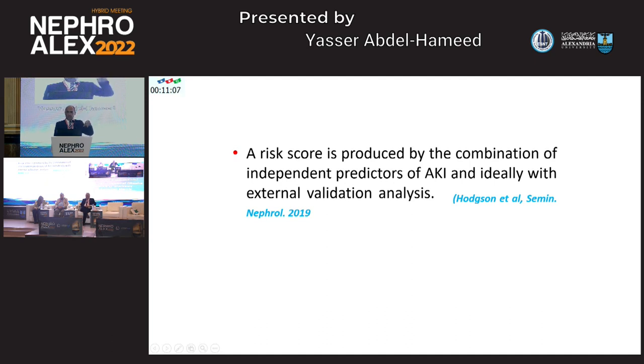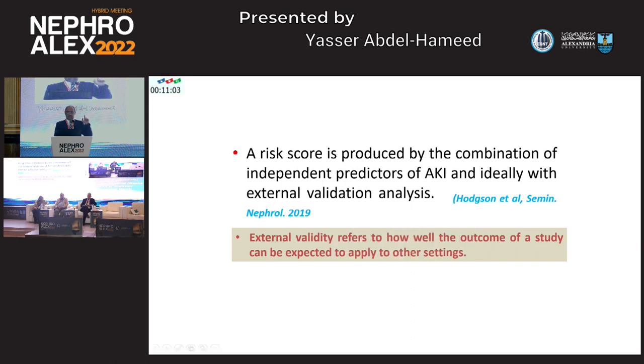We make the score first, deciding what the points are, and then external validation. This is the meaning of external validation: it refers to how well the outcome of the study can be expected to apply in other settings. How can we apply this score outside the setting of our study? So the risk score leads later to validation studies. The most famous risk score we use, of course, is the contrast-induced nephropathy risk score, which we use every now and then in our clinical life.